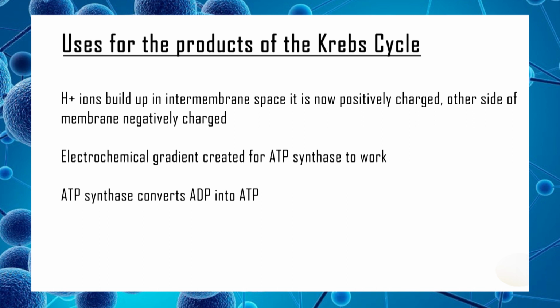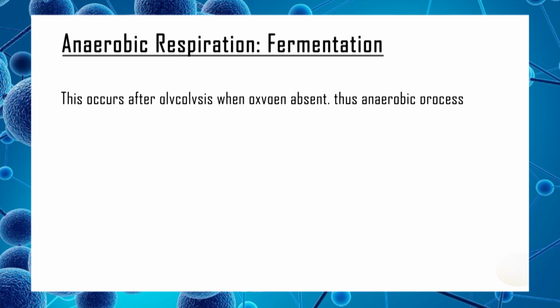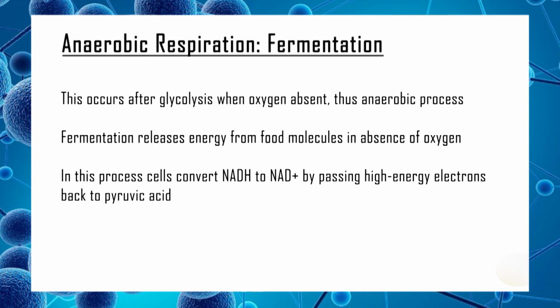Hydrogen ions build up in the intermembrane space, which becomes positively charged, while the other side of the membrane is negatively charged. You can see here the electrochemical gradient, the chemiosmotic gradient, created for ATP synthase to work. ATP synthase converts ADP into ATP. This is the whole mitochondrial electron transport chain.